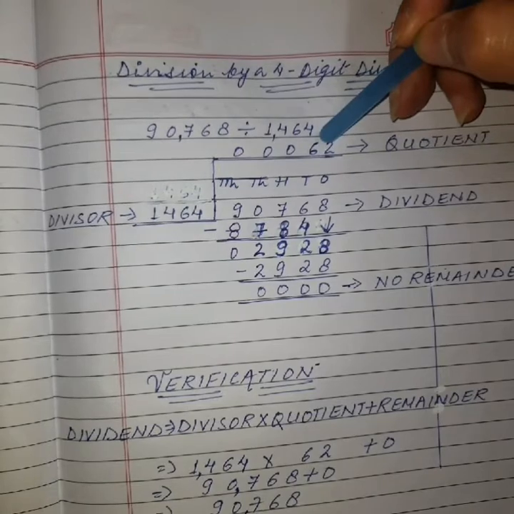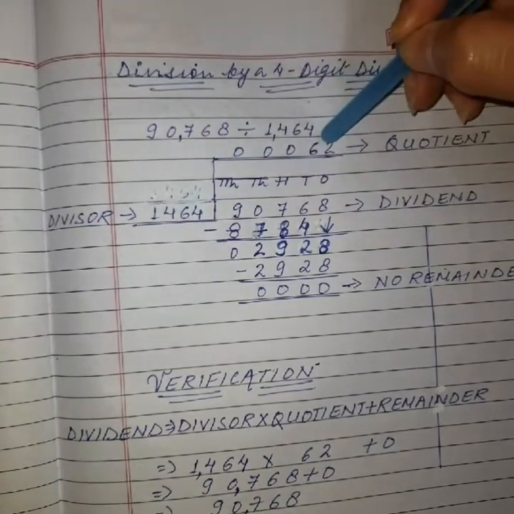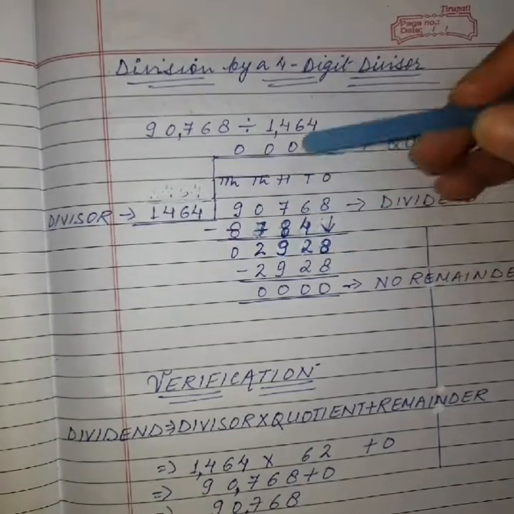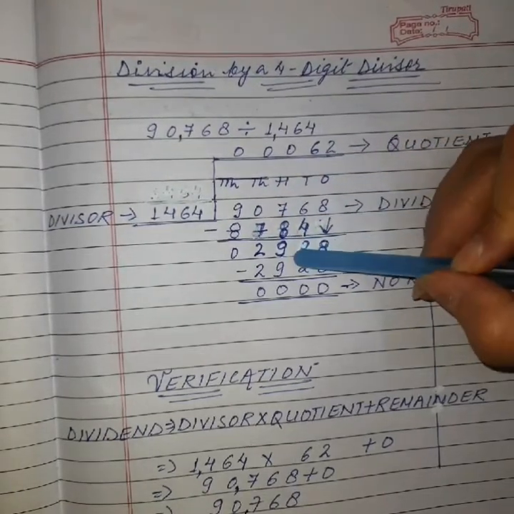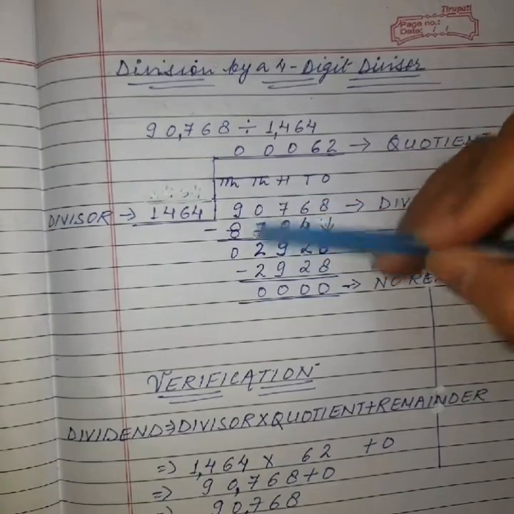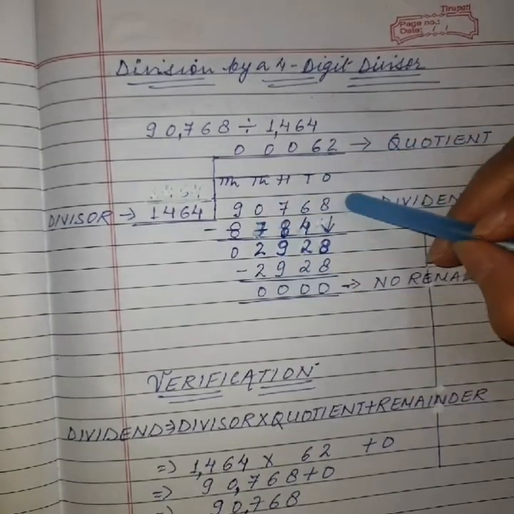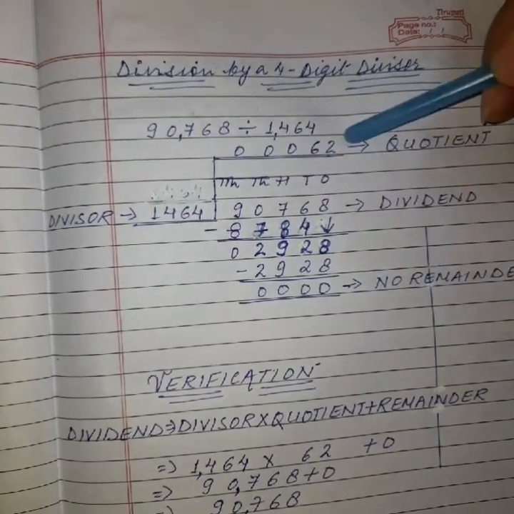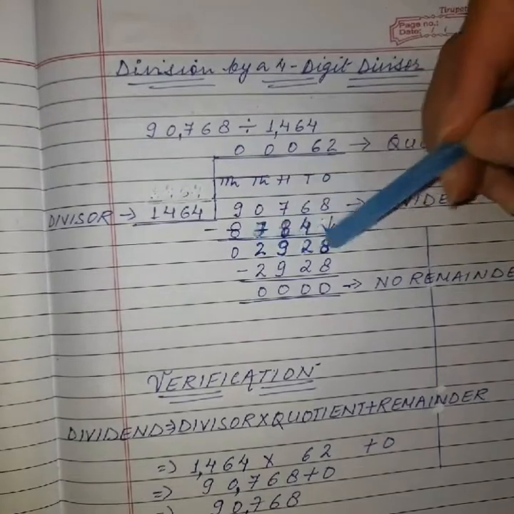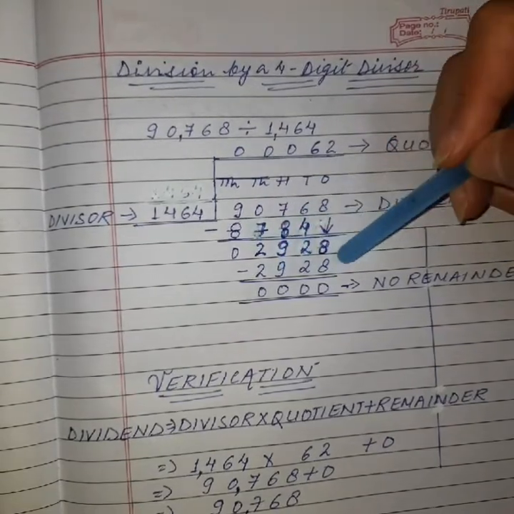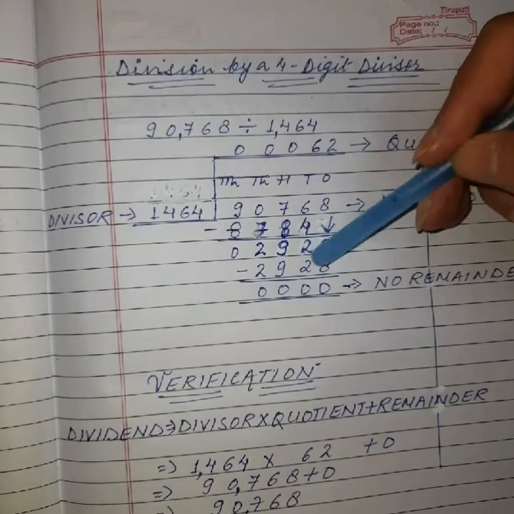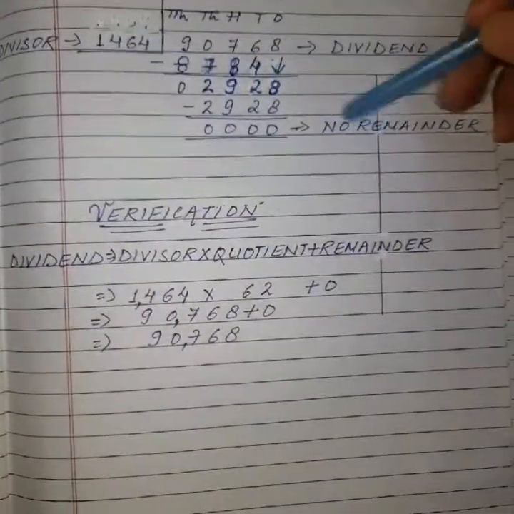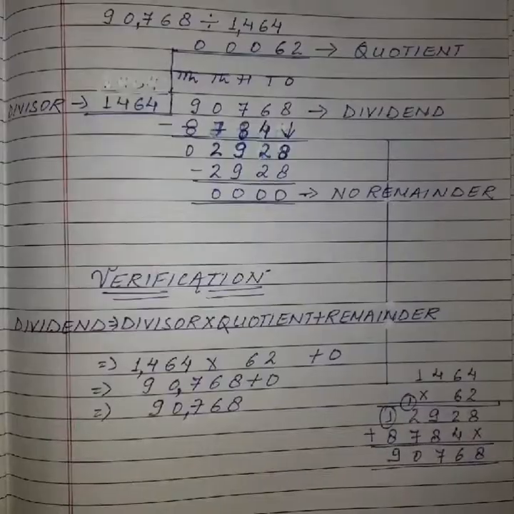This will go 6 times. 1464 multiplied by 6, we will get 8784. 6 minus 4, 2. 17 minus 8, 9. 9 minus 7, 2, and 8 minus 8, 0. In the second step, we'll bring down this 8 over here. Now this will go 2 times. 2 times we get the same number, 2928. 8 minus 8, 0. 2 minus 2, 0. 9 minus 9, 0. 2 minus 2, 0. So there will be no remainder.